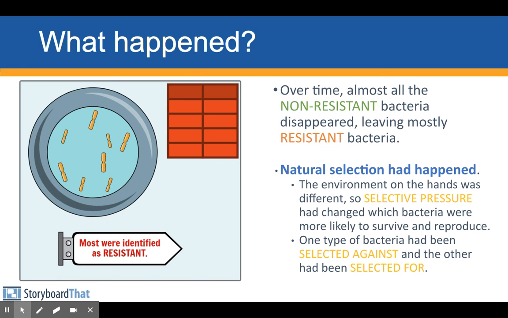So one type of bacteria has been selected against, the non-resistant bacteria has been selected against. They are at a selective disadvantage. You can use those words. And the other type of bacteria has been selected for. So resistant bacteria has been selected for. Resistant bacteria can survive in the presence of triclosan.